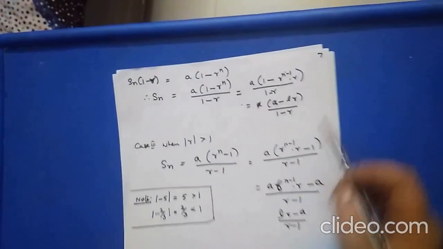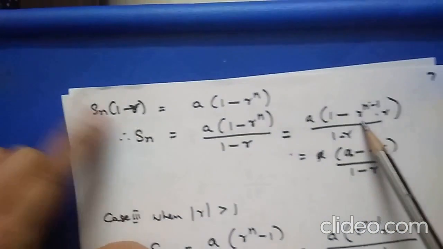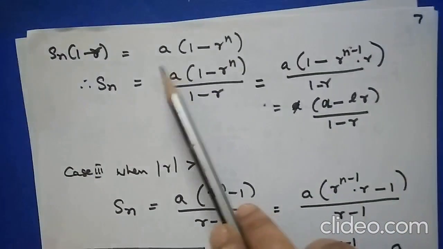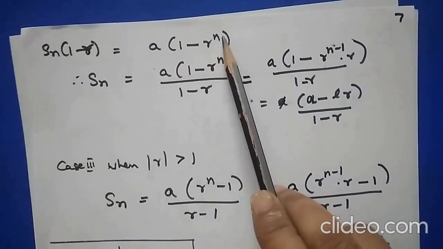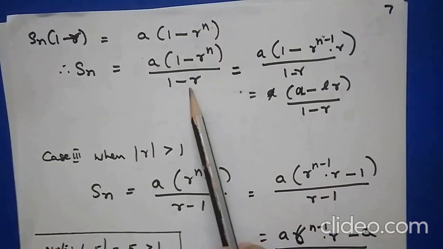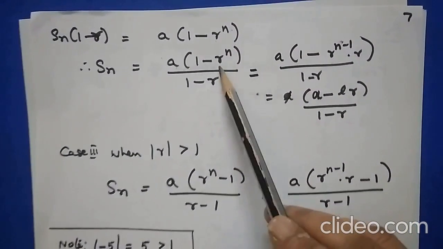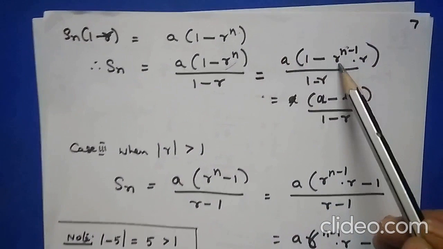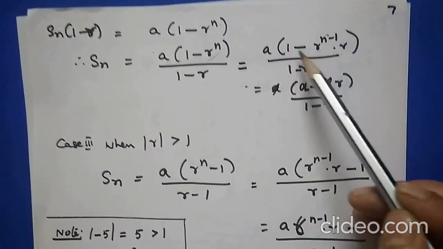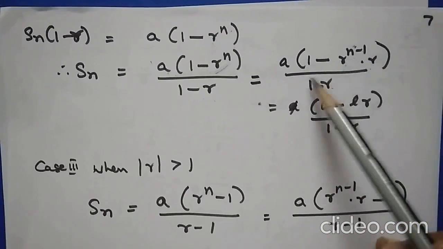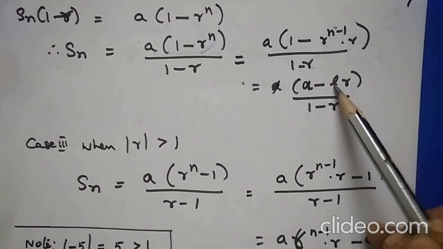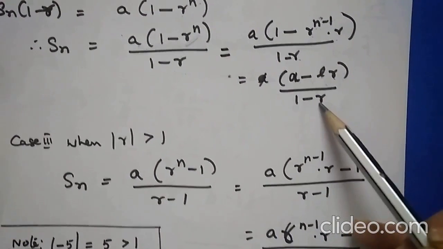Now next one. Taking Sn common outside, Sn into (1 minus r) is equal to a into (1 minus r^n). Sn is equal to a into (1 minus r^n) by (1 minus r). Now you split r^n as r^(n-1) into r. Now you are taking a minus ar^(n-1) into r, which becomes l into r, by 1 minus r.